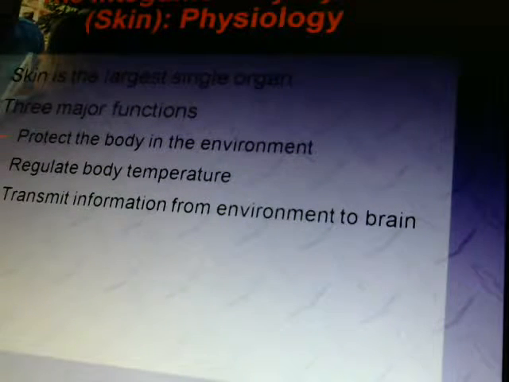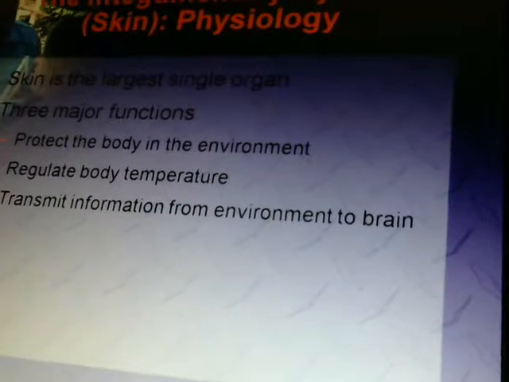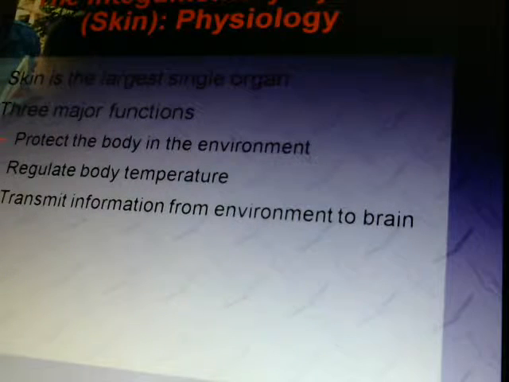Skin is the largest single organ. There are three major functions: protect the body from the environment, regulate body temperature, and transmit information from the environment to the brain. How does it regulate body temperature? Anybody ever been cold and had shivering? You're cold, so your body is trying to shiver to make more heat. What about when you get really, really hot? You start sweating, and your body uses the sweat to cool off by letting the air hit it and cool you down.